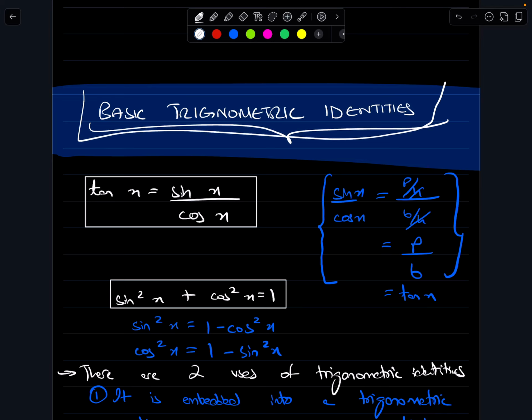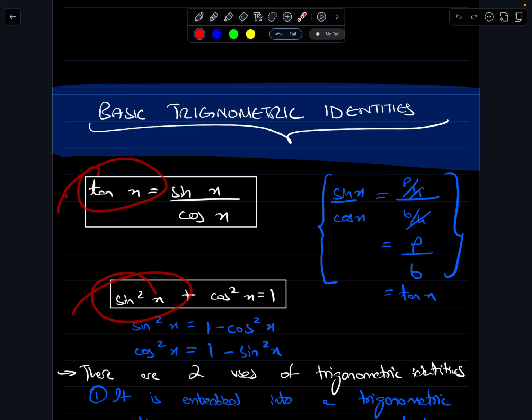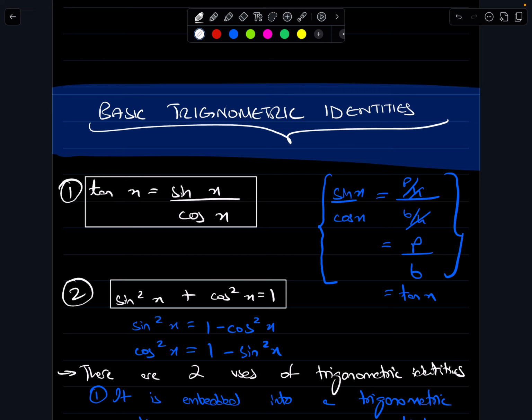So what exactly are basic trigonometric identities? They are simply equations which relate trigonometric functions. In this video, we'll deal with basic trigonometric identities. So the two identities we'll look into are these. This is the first identity, that is tan x is equal to sin x over cos x.